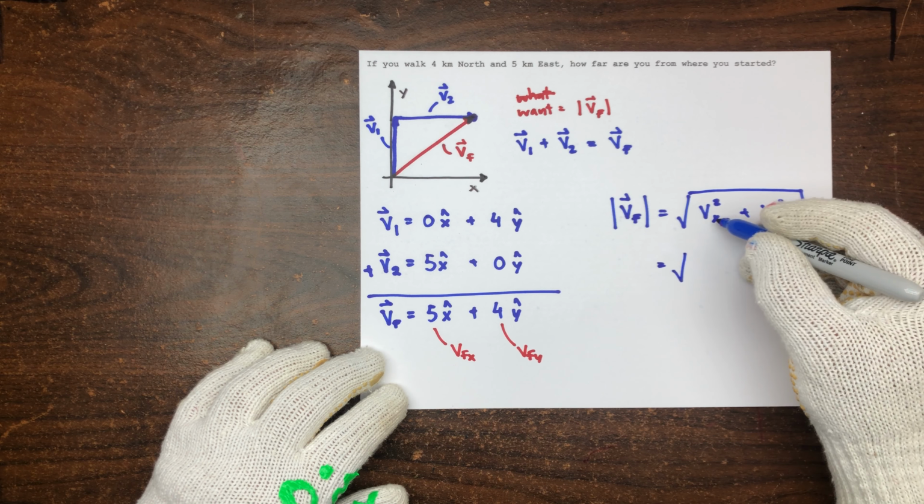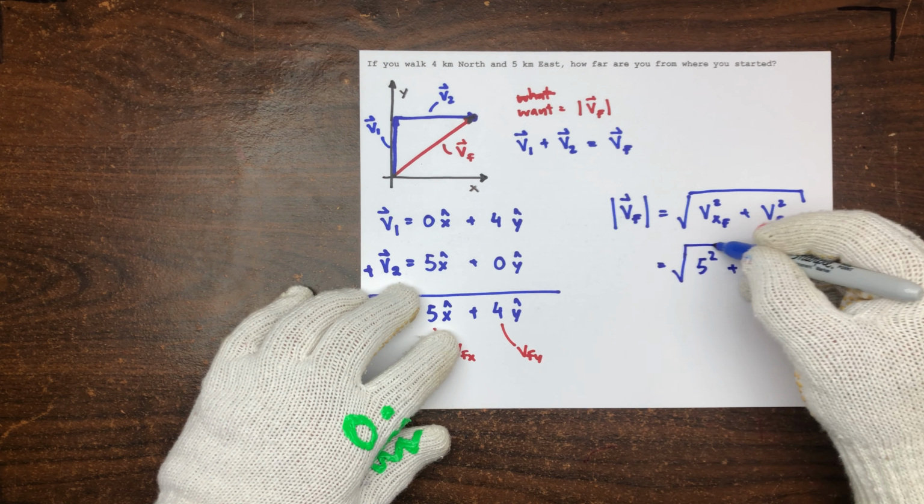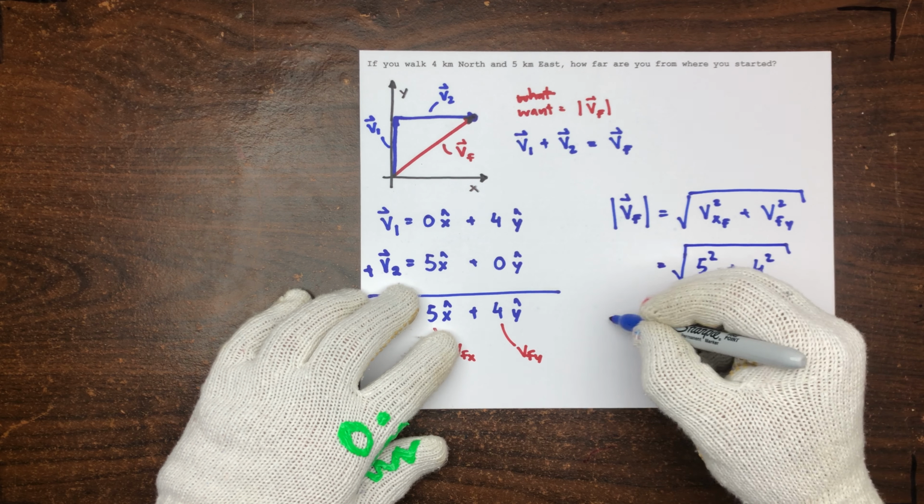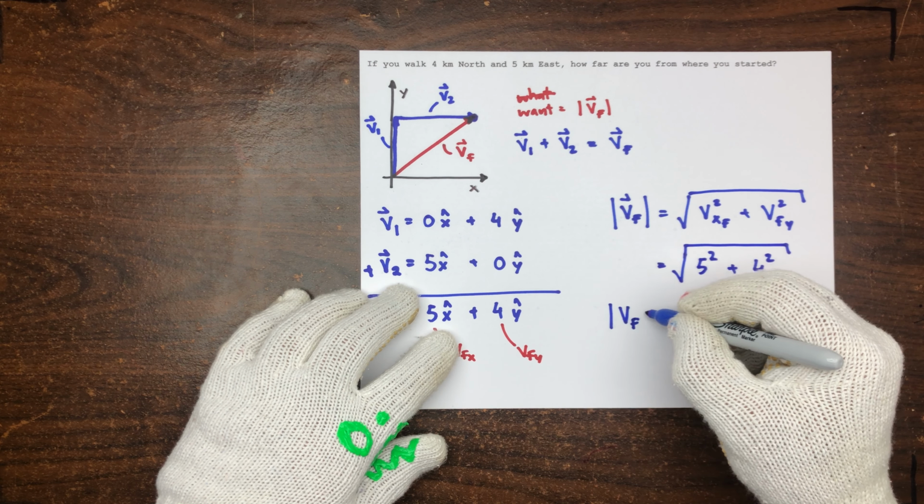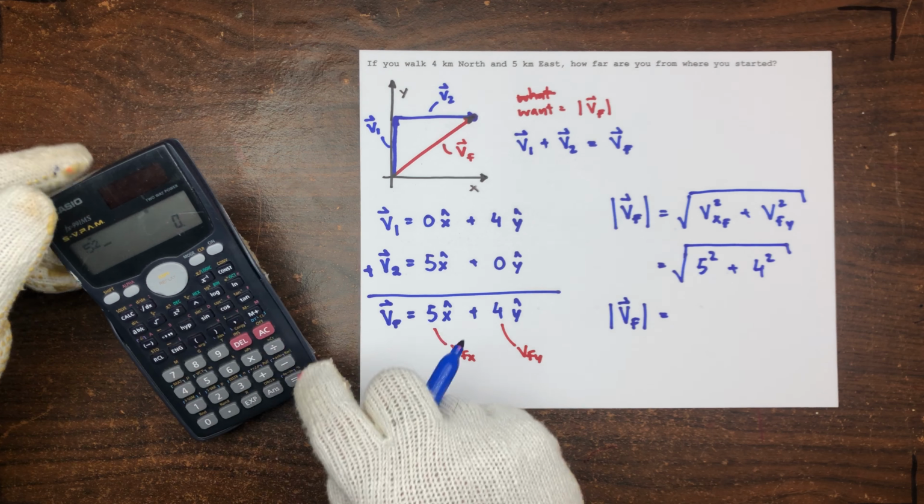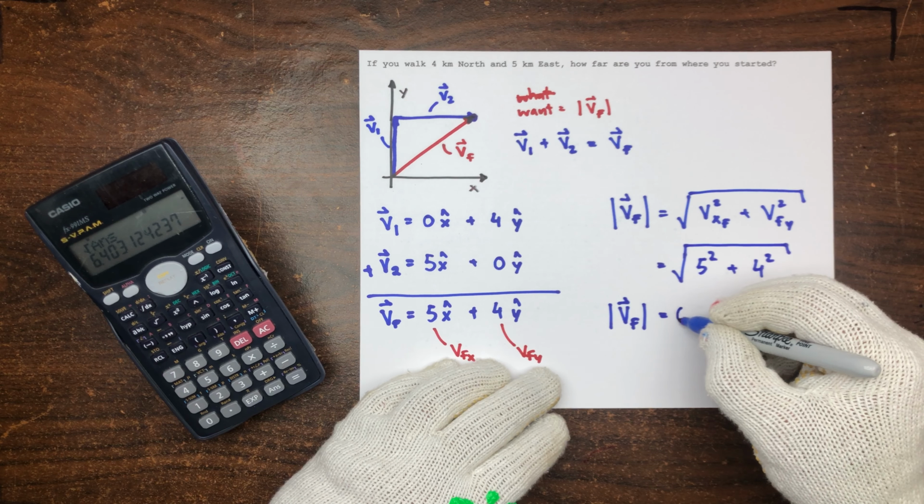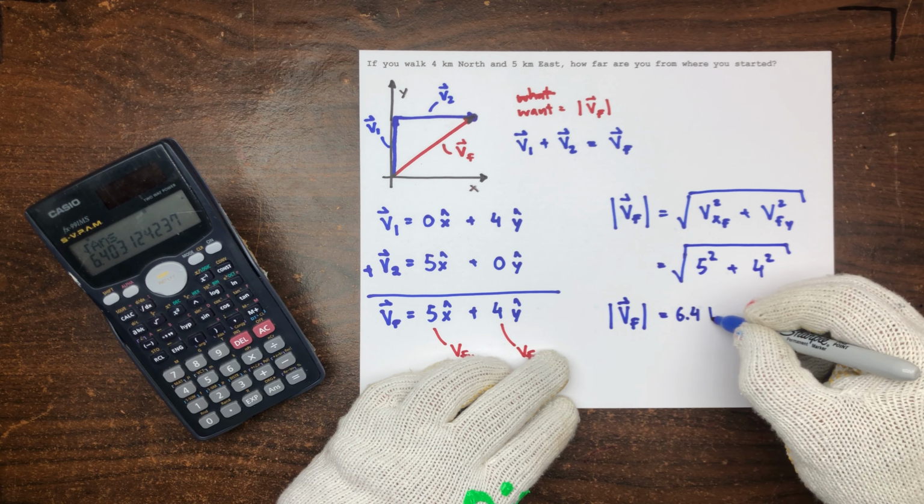So here we go. What's this? This is going to be the square root of 5 squared plus 4 squared. And this is going to be equal to 6.4 kilometers.